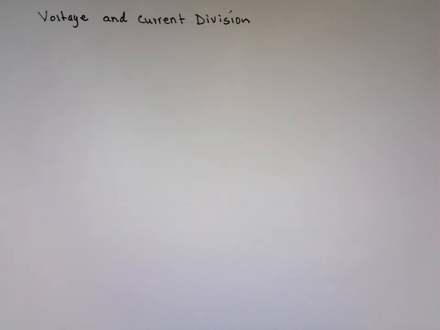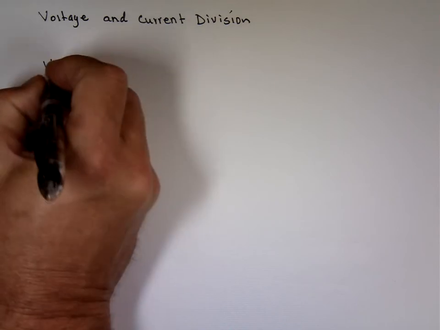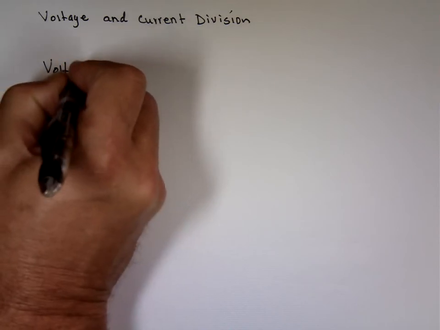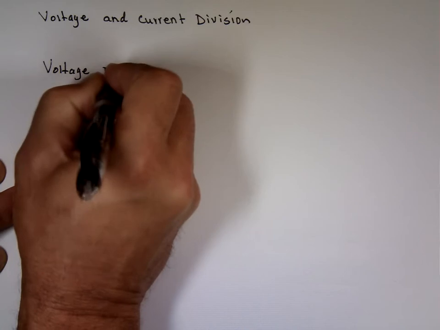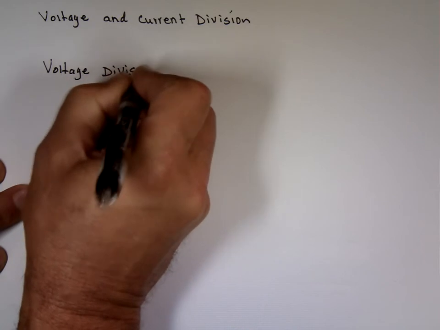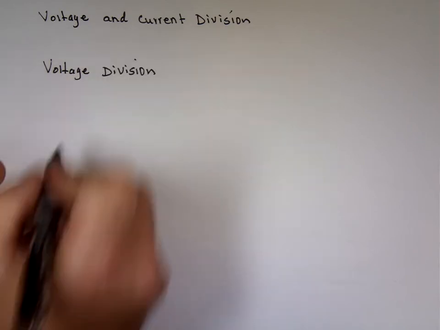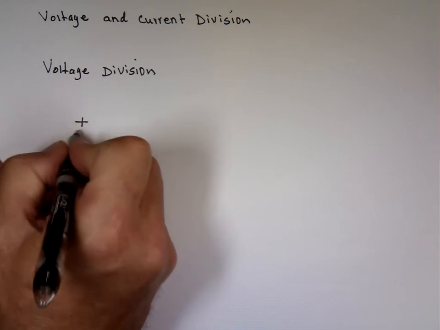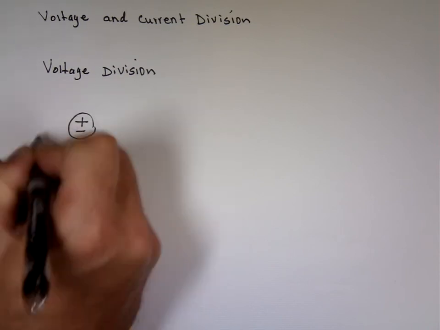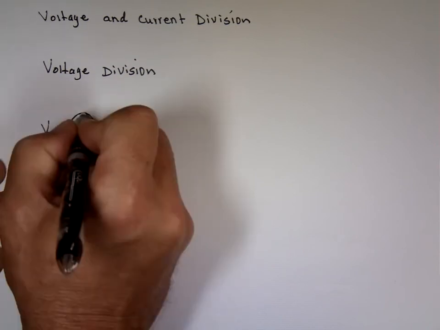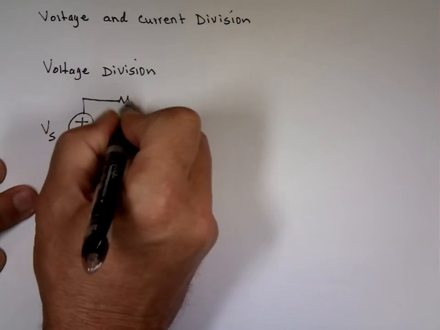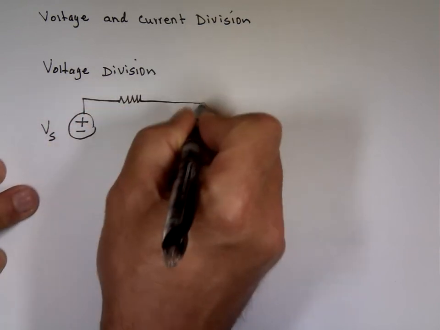Voltage and current division. Now let's talk about voltage division first. If you have a voltage source here of some value called Vs, and you have, let's say, two resistors here, we'll call them R sub 1, R sub 2.